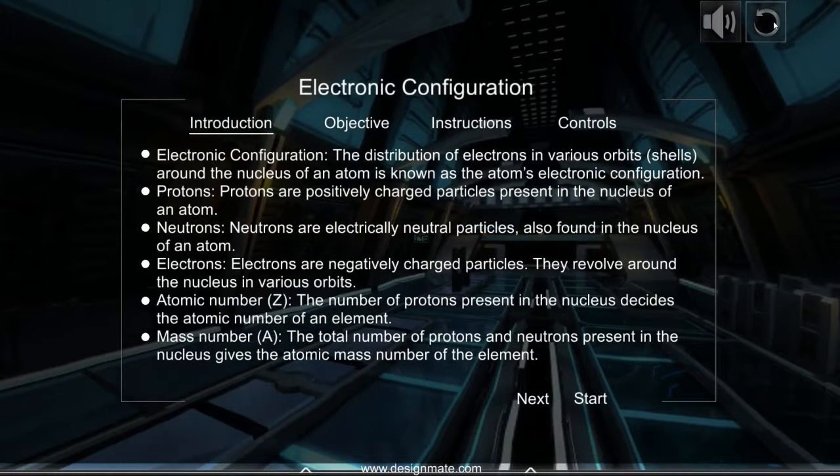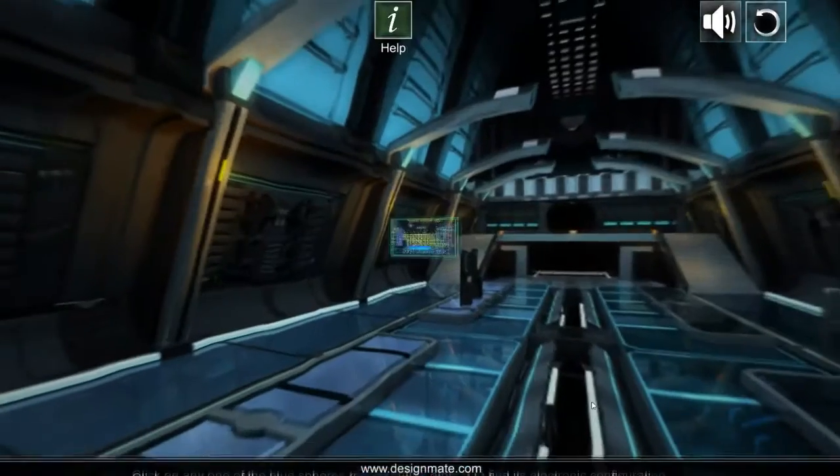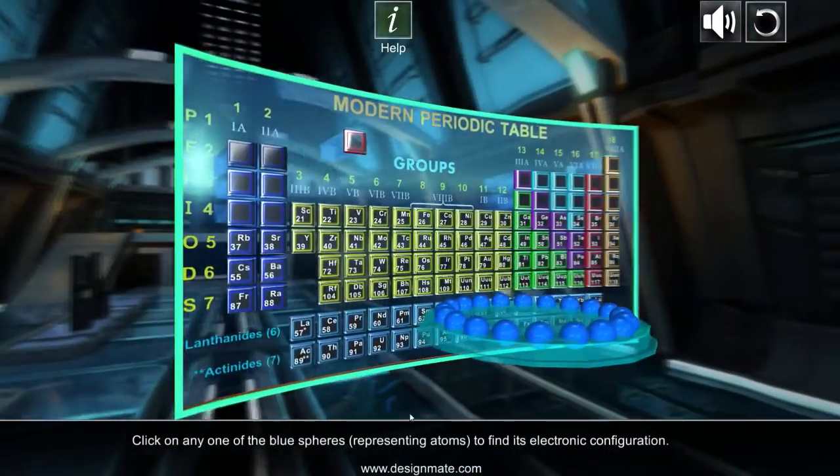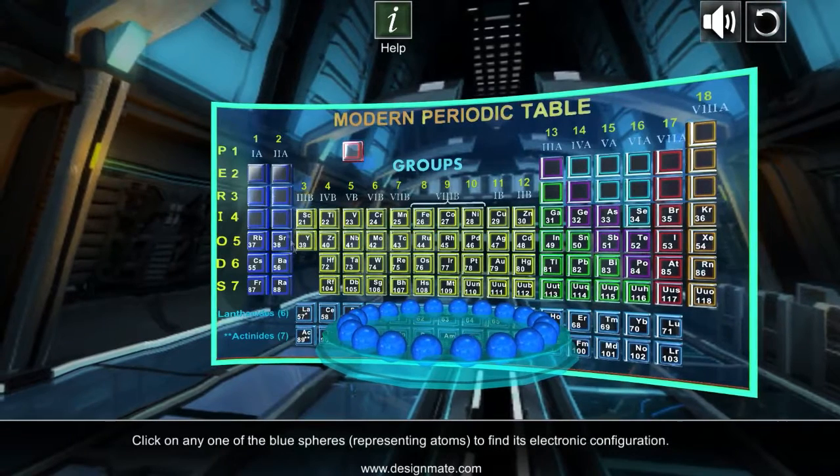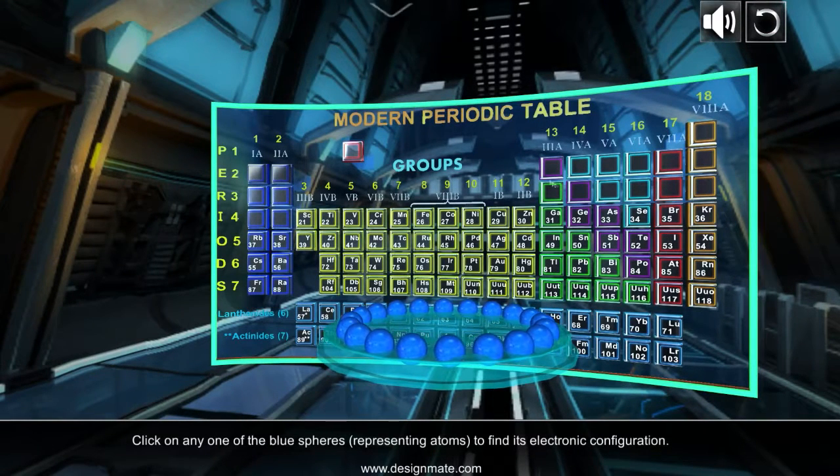Let us study the electronic configuration of elements and how they are placed in the periodic table based on their electronic configurations. As you can see, there is a periodic table. The first 20 boxes of the periodic table have been kept empty. The objective is to place an element correctly in the periodic table. Now let us choose any element.